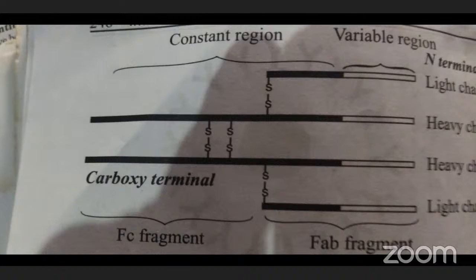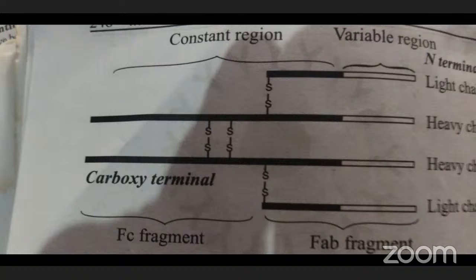The next one is the constant and variable regions. Immunoglobulins also have two regions, namely the constant region and the variable region. The constant region is called the C region, and the variable region is called the V region. Constant region means the amino acid sequence remains constant. Refer to the diagram. The amino acids are constant in most of the immunoglobulins, which is called the constant region.